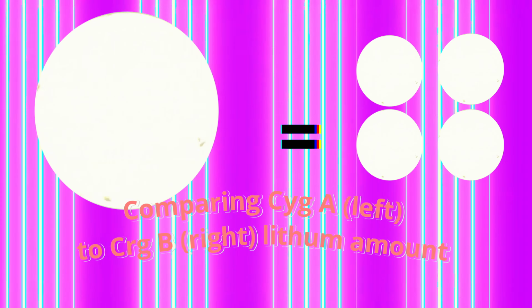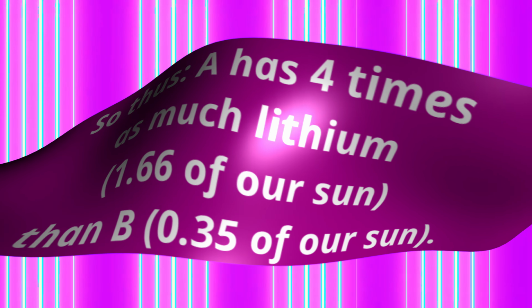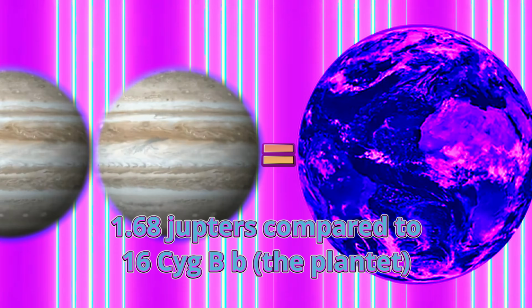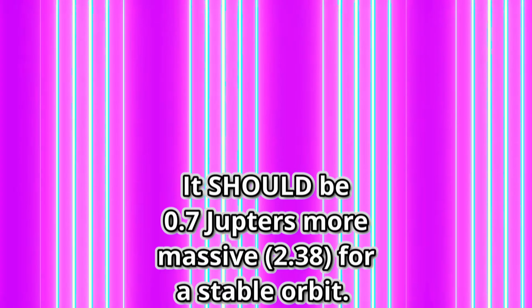Shockingly, A has 4 times as much lithium, 1.66 of our sun, than B, 0.35 of our sun. These metal changes could indicate difference due to a planet around B. Yes, there's a planet. So the planet takes 799.5 days to orbit B and is 1.68 times the mass of Jupiter. Should be about 2.38 for a stable orbit.